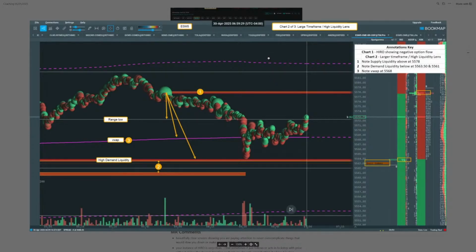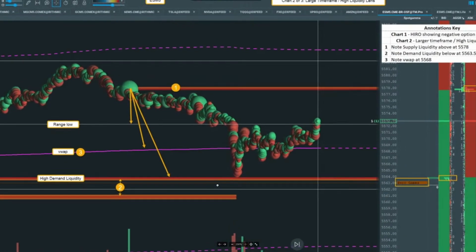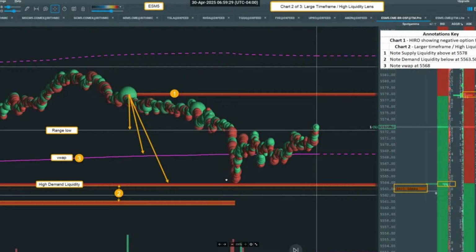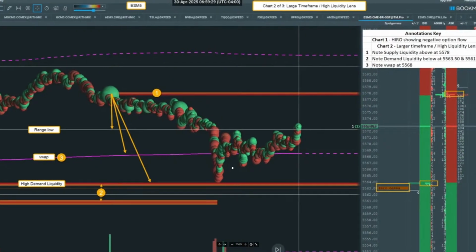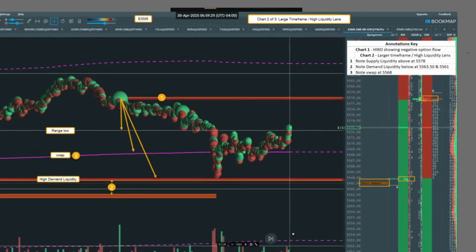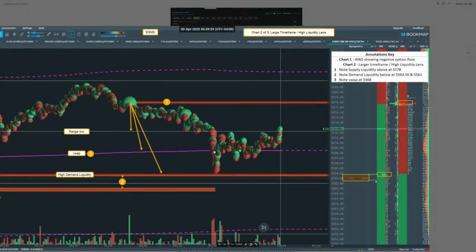Okay. So this is looking at the larger time frame through a high liquidity lens. What I'm showing here using TraderMap Pro are order sizes greater than 49. So I want to see the 50 lots. I want to see the liquidity based upon the 50 lots or greater. You can see where I have it mapped out. You have liquidity at number 1, and then you have some demand liquidity below, which represents my target. And you have VWAP below. So my bias is to the downside, kind of like what Shark was saying. He starts with a bias.